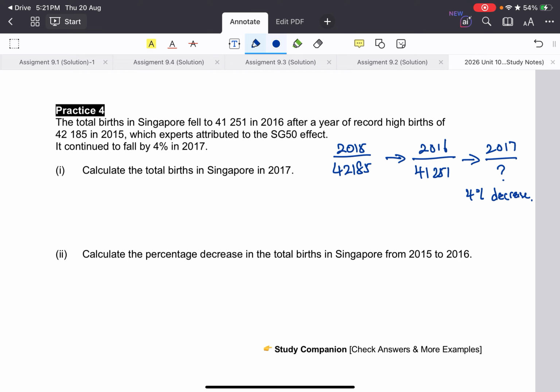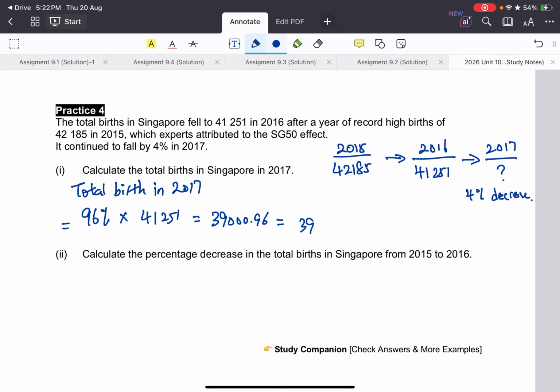Okay, so let's work this one out. The total births in 2017 dropped by 4%, which means the total births is 96% of the previous year. So 96% times 41251 is 39600.96. Since this is the population, we usually don't have decimals for population, so we round this off to the nearest integer. It should be 39601. There we go.